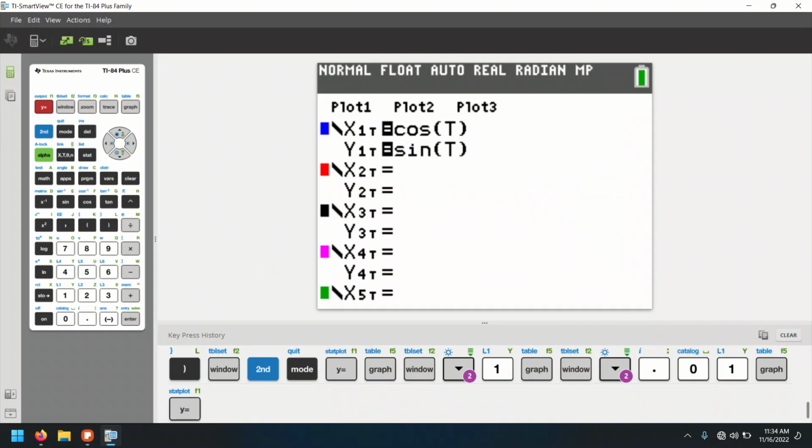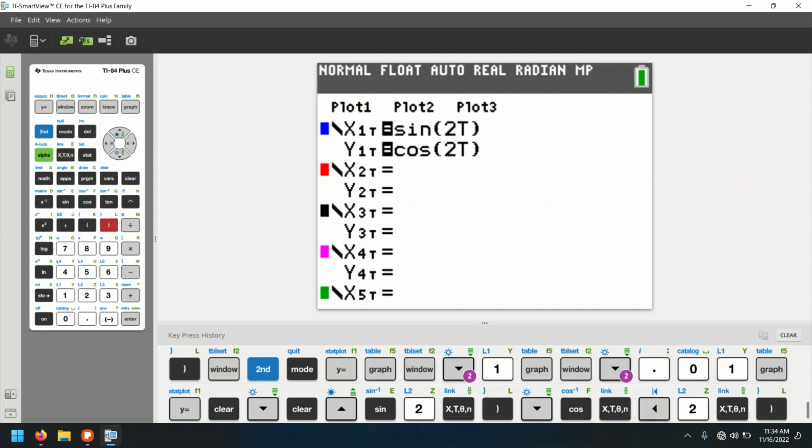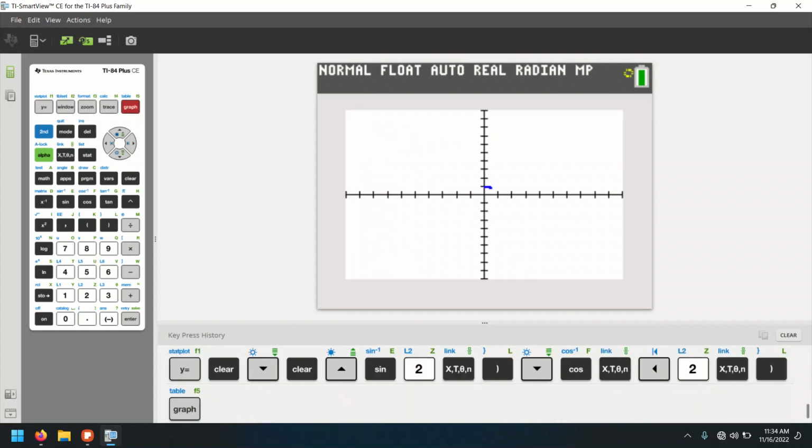So what changes this time? Let me clear. So we have sine 2t and cosine 2t. Okay? And make sure not to blink. I'm going to hit graph. What happened this time? It went the other way, right? It went clockwise. Did you notice anything else?